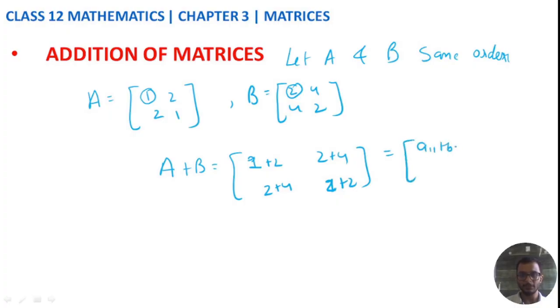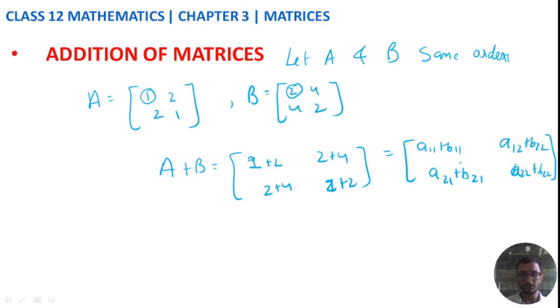Which is the same as A11 plus B11, A21, row 2 column 1, plus B21, A12 plus B12 and A22 plus B22.